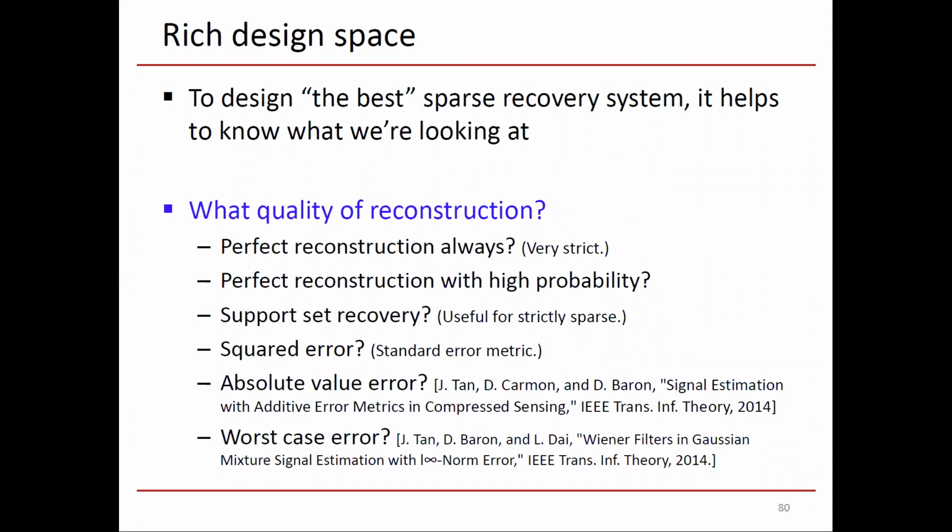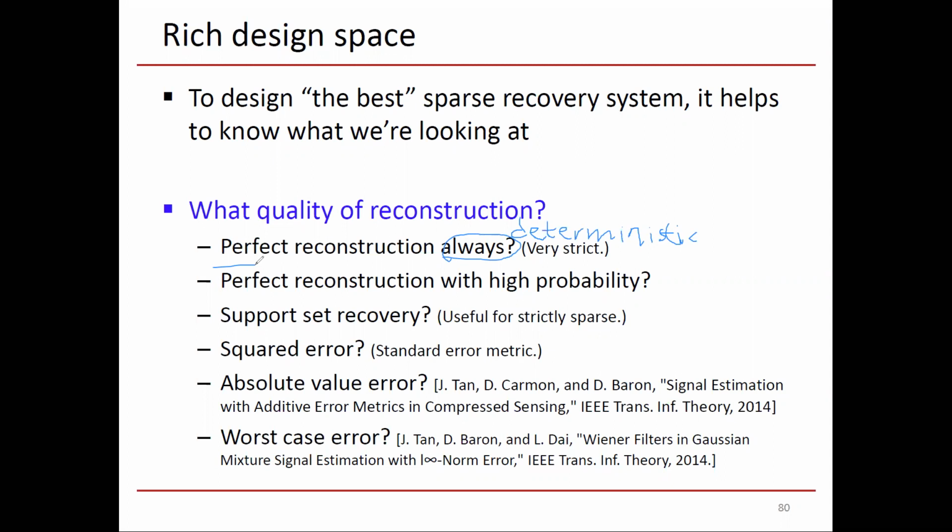But it's not just all the different types of signals. It's also what quality of reconstruction do we require? Maybe we require perfect reconstruction always. And by always, I really mean for a class of signals. So this would be a deterministic type of signal assumption. And for that class of signals, we want to always get perfect reconstruction. And this is a very strict requirement.